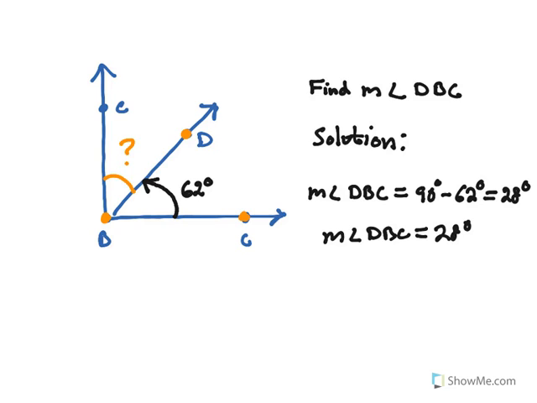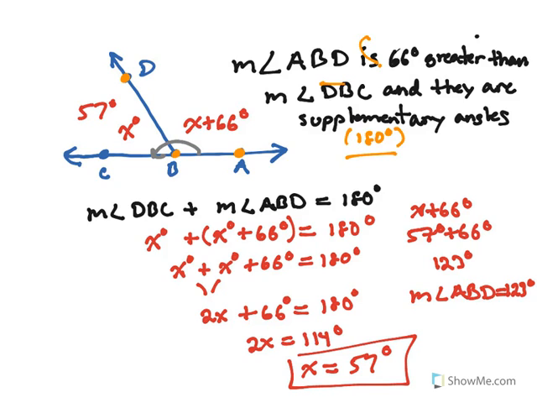Now if you test it, if you take 28 degrees and add 62 degrees, we get 90 degrees, so it checks off. It's correct. So know the difference between supplementary and complementary. It's really important.